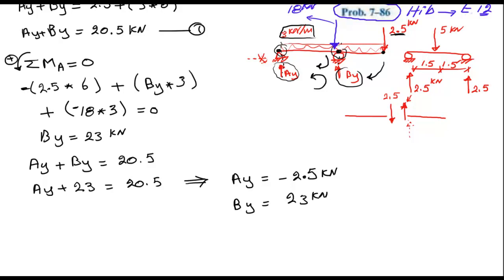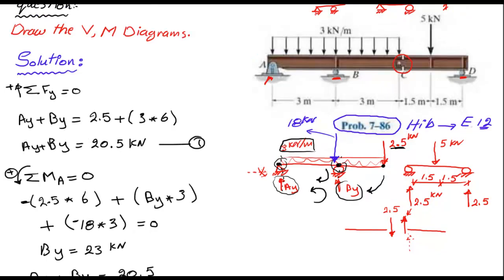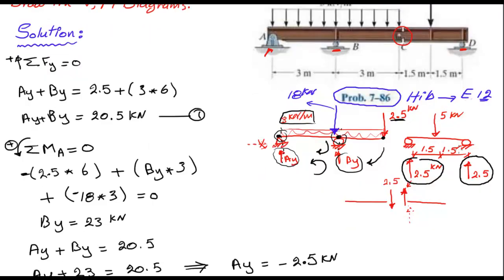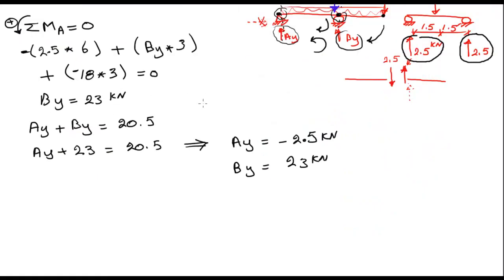Let me scroll back up. We have this reaction right here, which represents CY, and this reaction which represents DY, which are equal to 2.5. So CY equals DY equals 2.5 kilonewtons. Now I have all the reactions. All I need is to draw the shear and bending moment diagram. Okay, let's try to do this.